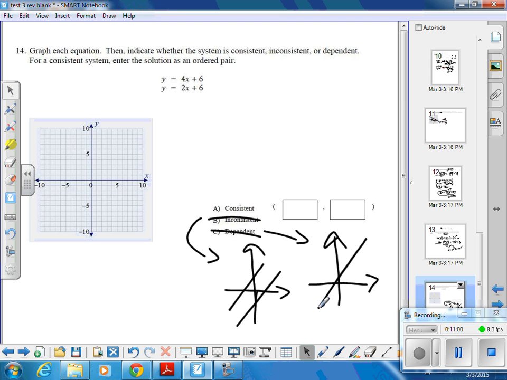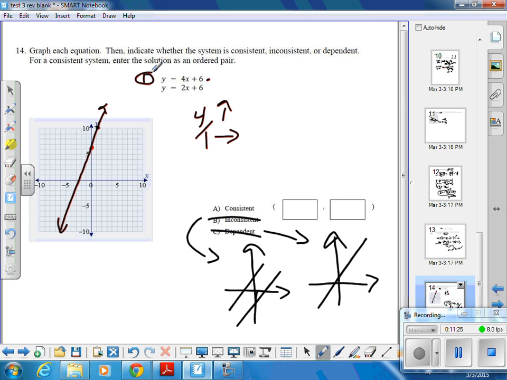Let's go ahead and graph this. All right. Now, I'm going to go ahead and graph this. The first one, I'm going to do this one, okay? I'm going to start at the 6, put a dot. My slope is 4 over 1. So I go up 4 and over 1. So up 4 over 1, right there. That's the first line. This first one, 1.